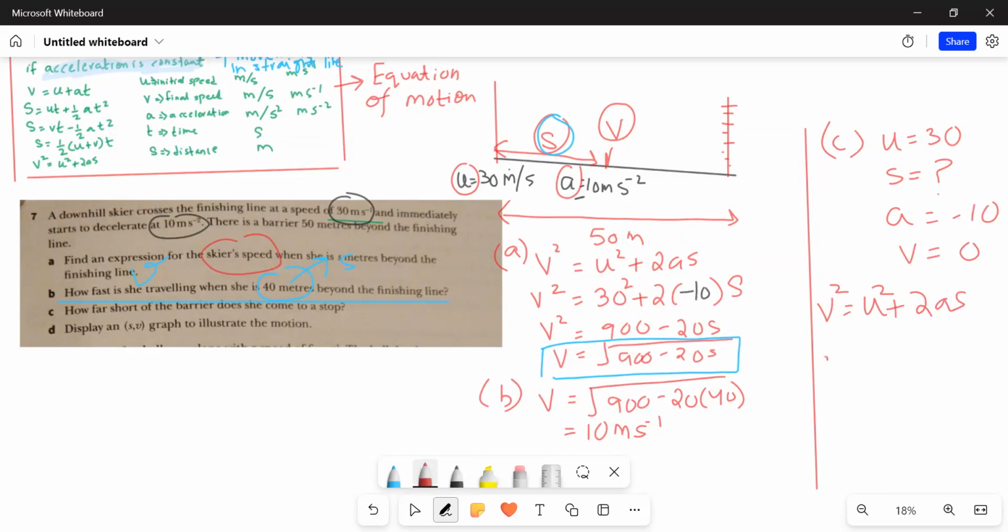Because you have v, which is 0, 0 square equals 30 square plus 2 times minus 10 times s. So find s from here. This becomes 900. Move 20s to the other side. So s would be 45.